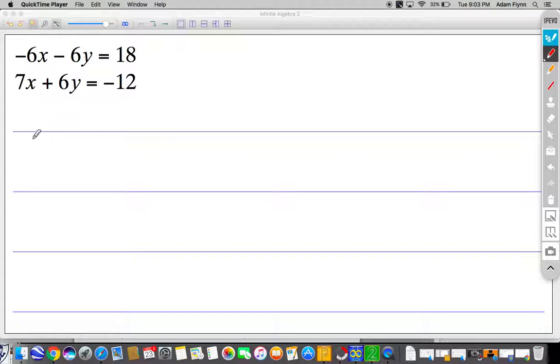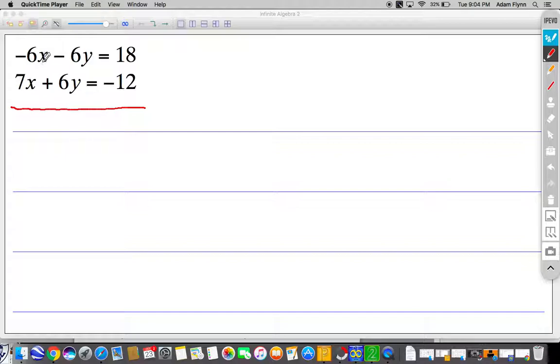Okay, so just taking a look at this right now, looking at my y's, I've got a negative 6 as my coefficient in the top equation, and I've got a positive 6 as my coefficient in the second equation. Because I know when I combine those, negative 6 plus 6 is going to be 0, I'll choose my y's to eliminate.